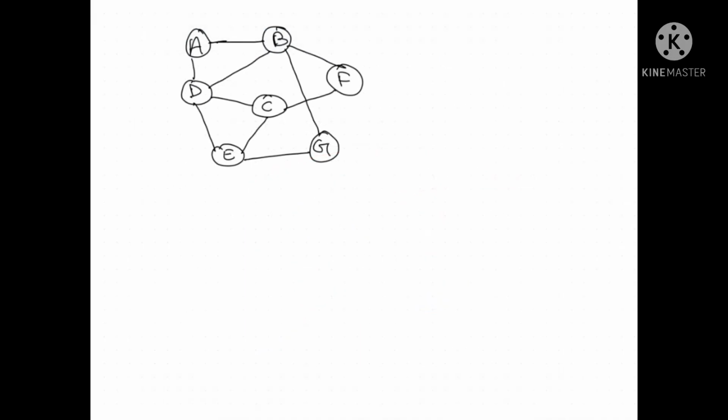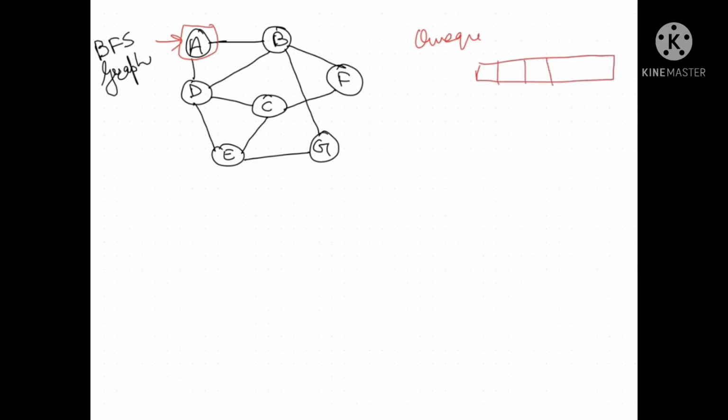Okay, so let us understand BFS graph traversal from this. How do we go about it? The first thing we will do here is visit node A. So this is node A. I am using a queue system, and I am going to write here A. Okay, this is the queue.